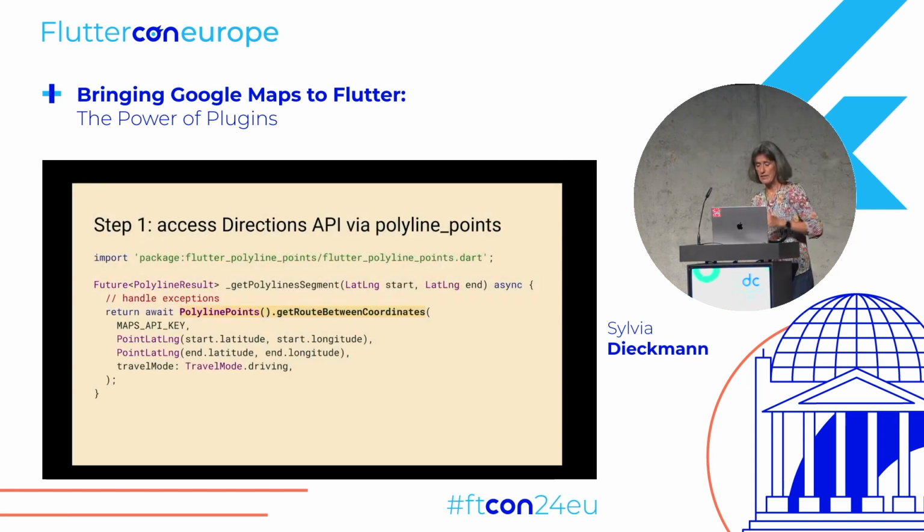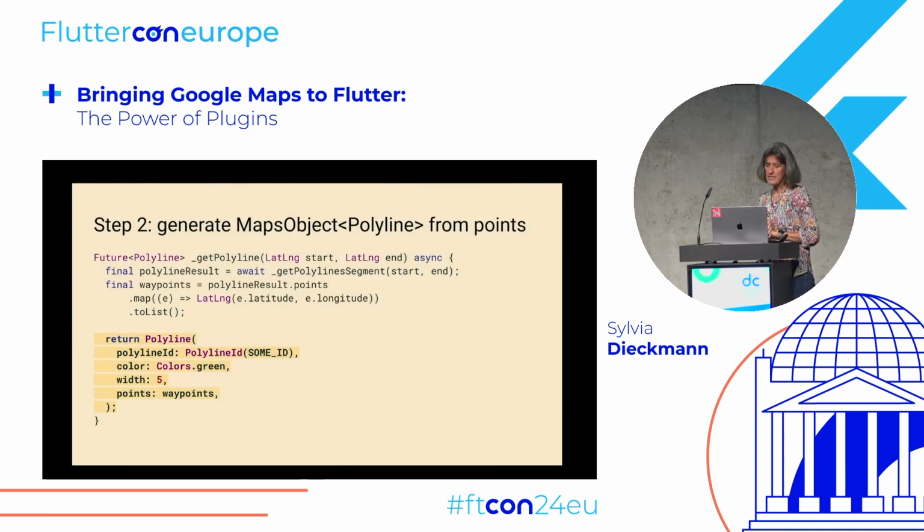So this is the code. This is the first step here. I have the Polyline Points package. And I use a function getRouteBetweenCoordinates, which gets the key, a start point, an end point, and the driving mode, or the travel mode. I picked driving here. There are quite a few more parameters here. For example, you can have intermediate points or waypoints or so. Anyway, so you send this request off. It's an asynchronous request, and you get a polyline result back.